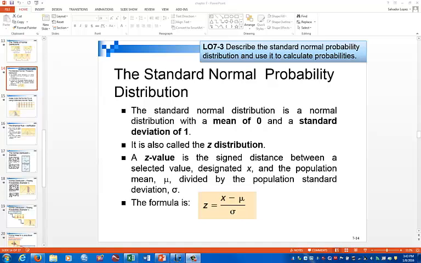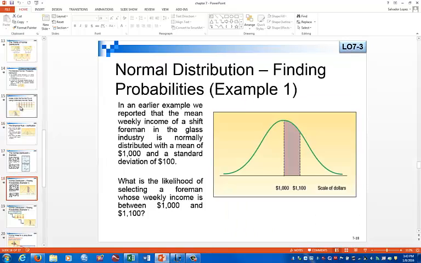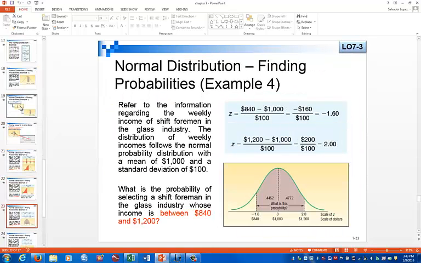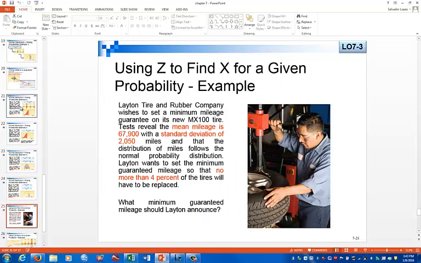Continuing with section 3 in chapter 7, the standard normal probability distribution. Given the techniques discussed in the videos before, you should be able now to confirm the answers to all these questions in slides 15, 16, 17, all through slide number 24. In slide 25, you have a slightly different problem.